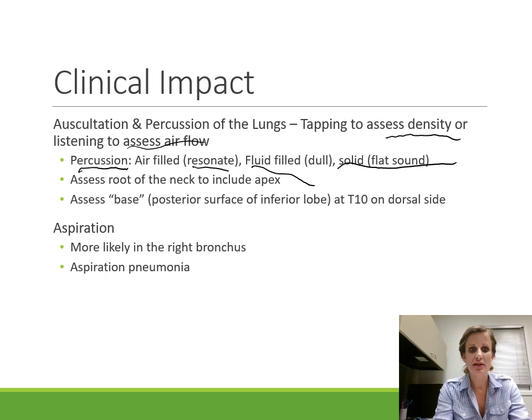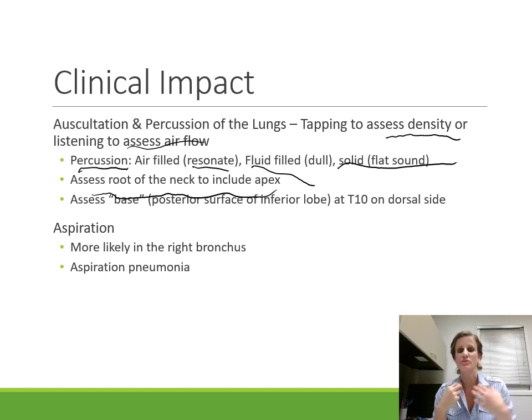When we percuss and auscultate the lungs, you should assess all the way up to the neck, because remember, this is where the apex of the lung is. So make sure that you're assessing the entire lung, not just the inferior portions of the lung.